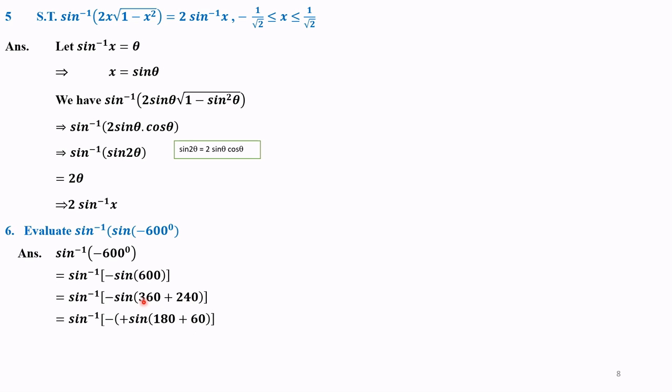This 360 is one complete circle, so it can be neglected, and this 240 can be written as 180 plus 60. So that is equal to sine inverse of sine of 180 plus 60. We know sine of pi plus 60 is minus sine 60. Therefore, that is equal to sine inverse of sine 60. Therefore, the answer: sine inverse of sine of minus 600 degrees is 60 degrees.